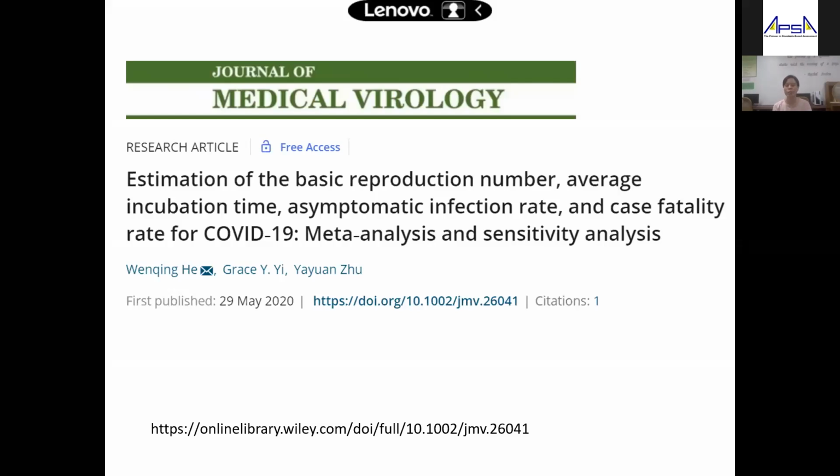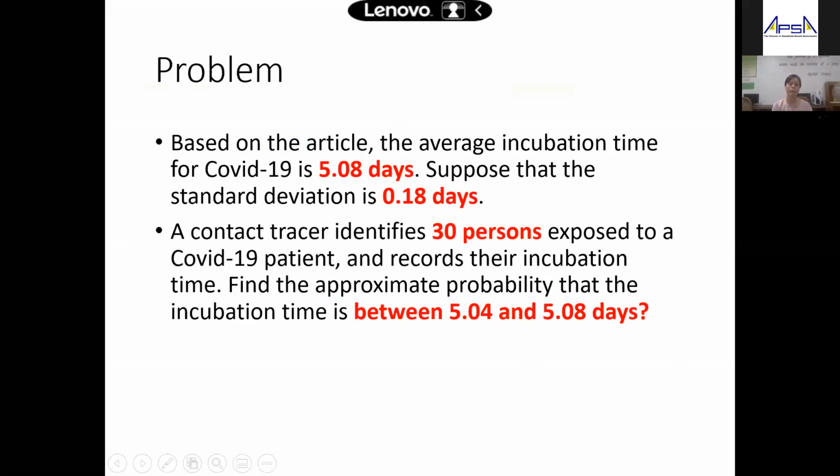So, nag-search ako. I searched information about COVID. Tapos ito, based on the article, the average incubation time is 5.08 days. So, I urge you, if you have paper, please write this down. So, yung 5.08, yan yung average incubation period. Maganda rin malaman natin, di ba? Siguro mga 5 days may symptoms na ako dapat after ko ma-expose. Parang ganyan. And then suppose that the standard deviation is 0.18.